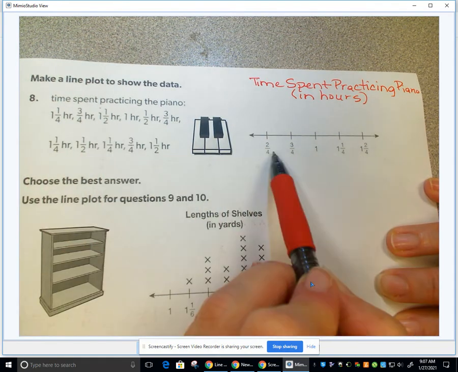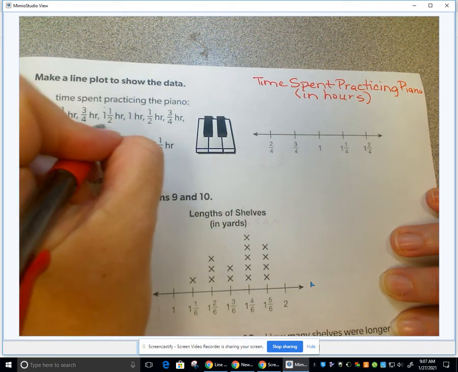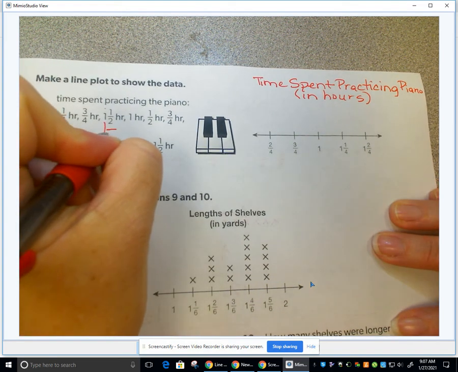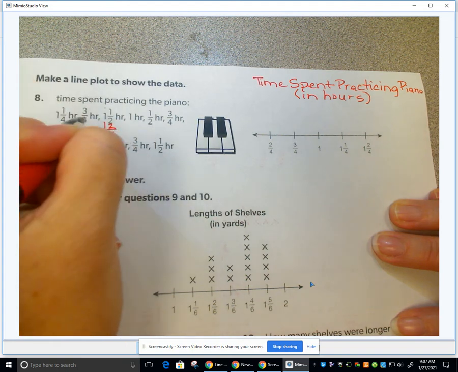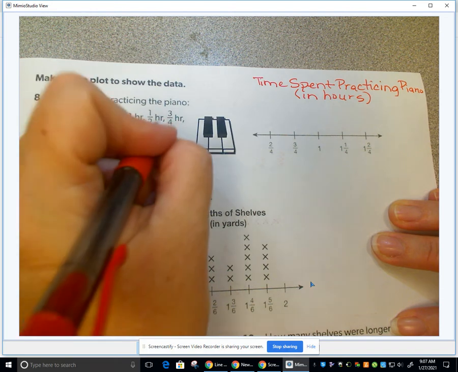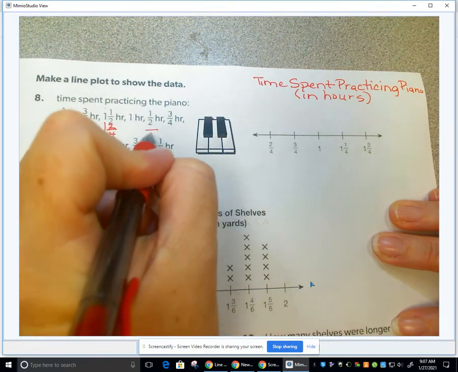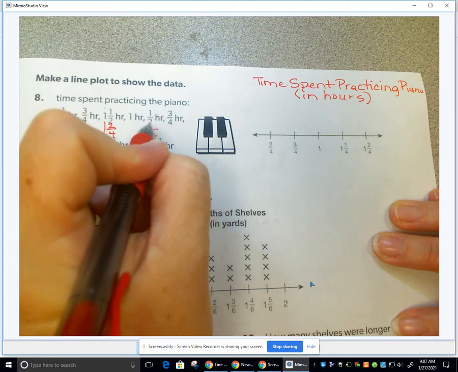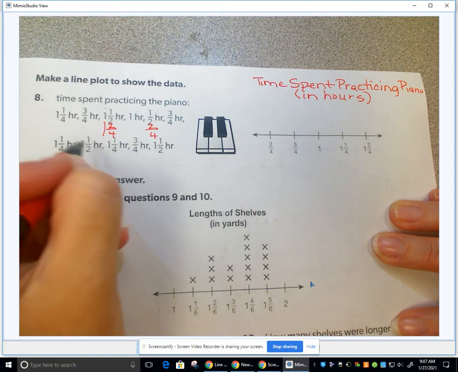Since they use fourths, I want to change all of mine that have a 2 as a denominator to fourths. Let's see, 1, put my 4 here. 2 are going to 4 2 times. 2 times 1 is 2. There's a half. So 2 are going to 4 2 times. 2 times 1 is 2. Fourths, we're good there. Oh, there's 1 1/2.